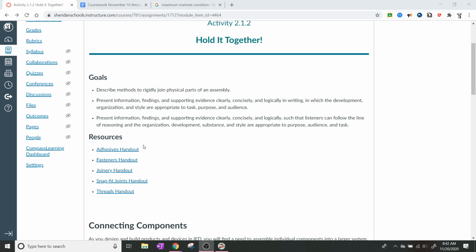If your last name begins with A, B, C, D, or E, you're going to do the adhesives. If your last name is F, G, H, I, or J, you're going to be doing the fasteners. If your last name is K, L, M, N, or O, you're going to be doing joinery. If your last name is P, Q, R, S, T, you're going to be doing snap fit joints. And if you're anything from U and above, U, V, W, X, Y, Z, you're going to be doing the threads handout. So you'll only be responsible for one of these five for this activity.